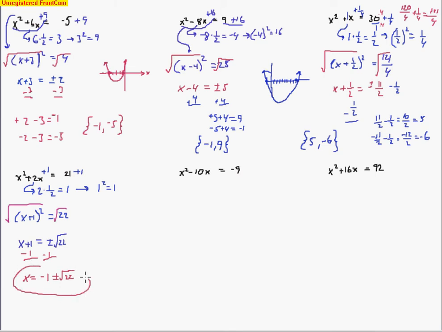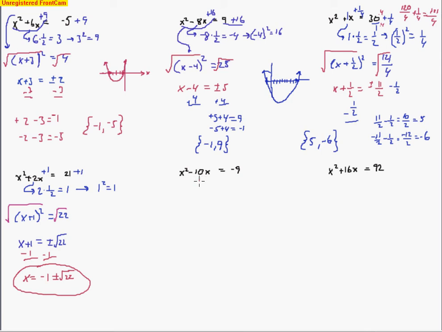We could approximate the square root of 22, call it maybe close to 5 or so, a little bit between 4 and 5, maybe like 4.7 or so. And then add that to negative 1 and subtract it from negative 1 to give us 2 answers.